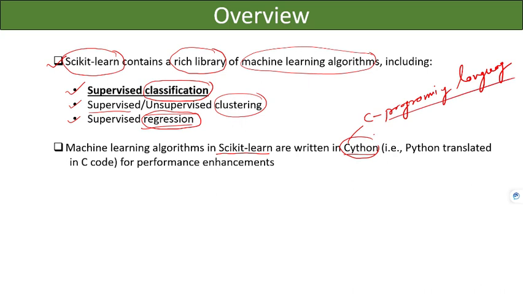So that is the reason we call it Python. Python translated in C code for performance enhancement. Why are we doing this? Because we would like to achieve high performance.